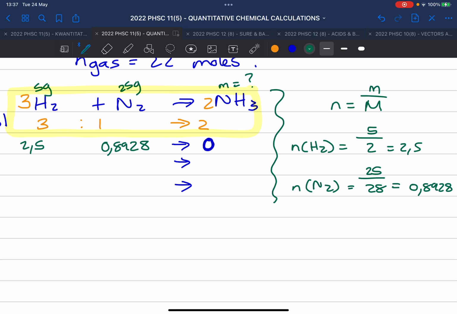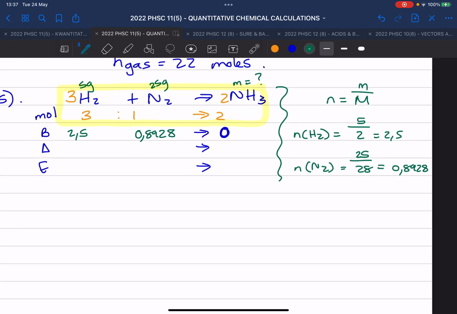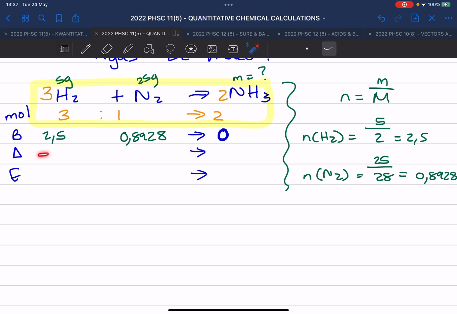8928. Okay, Bokkie, kan jy sê dat ek dadelik gaan sê minus 2.5 minus 0.8 and so on. Wat moet jy bepaal? Okay, jou limiting reagent, jou beperkende reaktant.